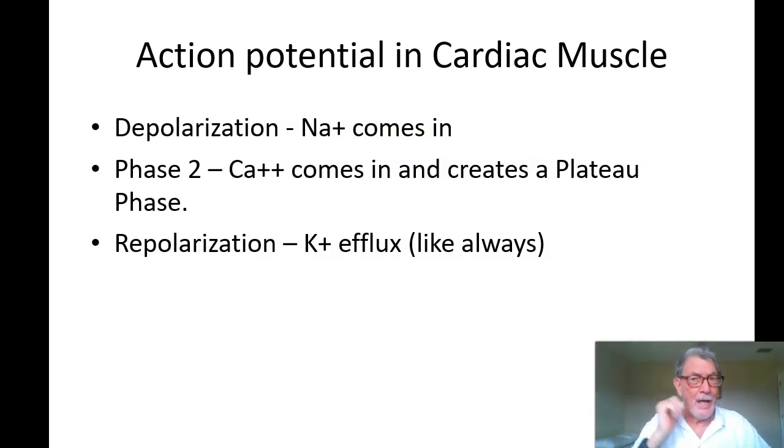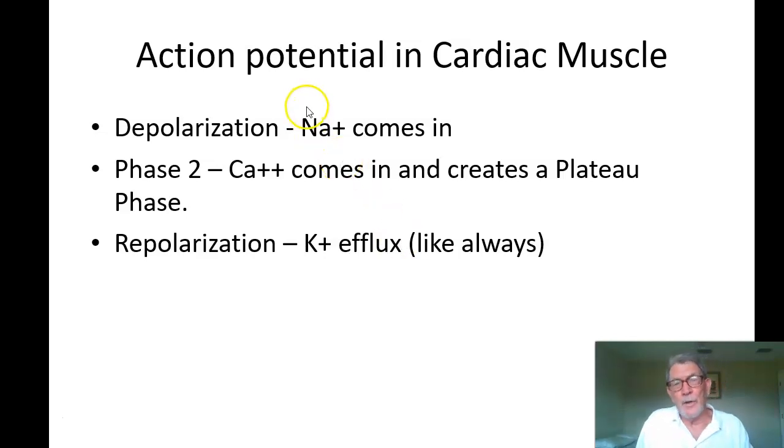Now, the cardiac muscle cell has yet a third way of doing it. It still has sodium, calcium, potassium, but they play a slightly different role. The depolarization, sodium comes in. In the middle, calcium comes in, but instead of making it go up further, it creates a plateau, which is important. It allows calcium to come in and help your heart beat stronger. And then repolarization, the potassium goes out.